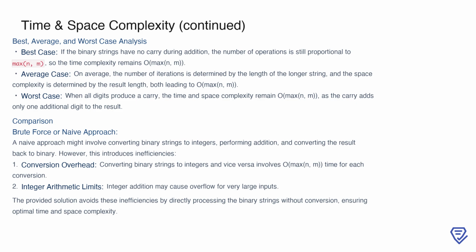When compared to a naive approach that involves converting the binary strings to integers, performing addition, and converting the result back, our solution is far more efficient. The naive method introduces overhead from repeated conversions, each of which takes O(max(n, m)) time, and risks issues like integer overflow. By directly processing the binary strings, our solution avoids these inefficiencies and achieves optimal performance.